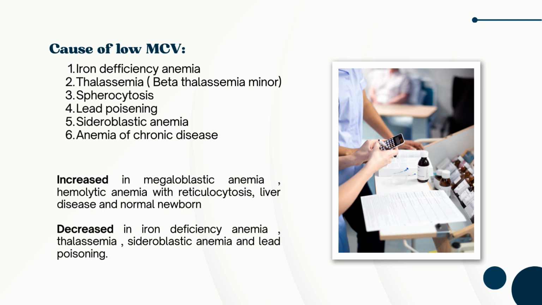Cause of low MCV. Iron deficiency anemia. Thalassemia, beta thalassemia minor. Spherocytosis. Lead poisoning. Sideroblastic anemia. Anemia of chronic disease. Increased in megaloblastic anemia, hemolytic anemia with reticulocytosis, liver disease, and normal newborn. Decreased in iron deficiency anemia, thalassemia, sideroblastic anemia, and lead poisoning.